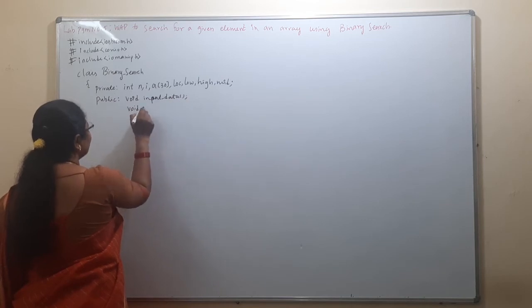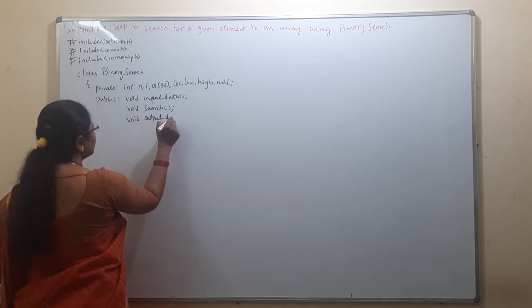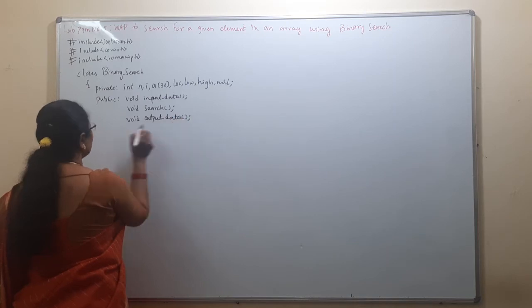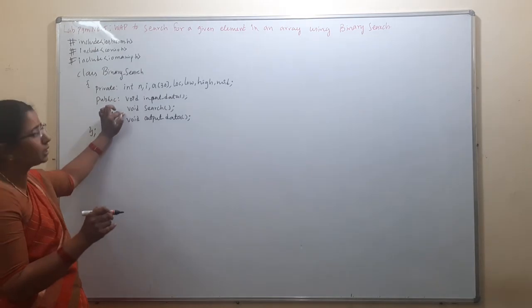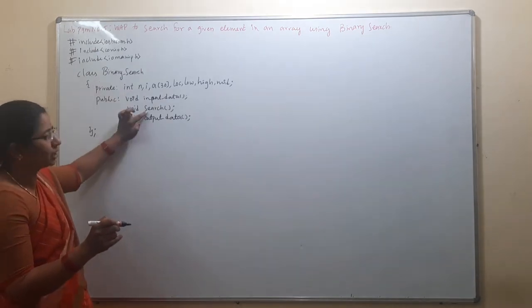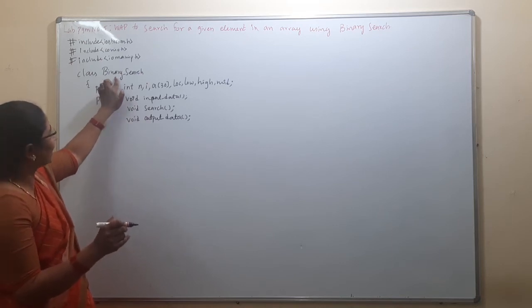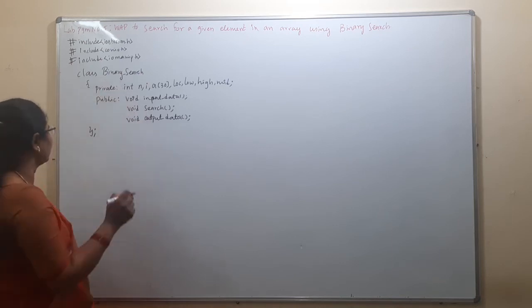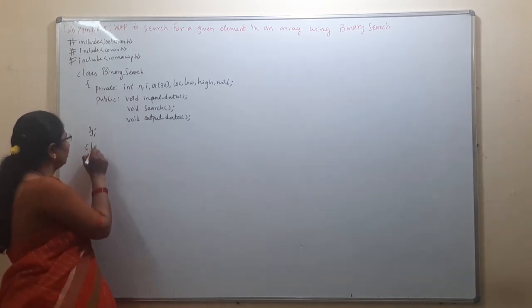Public: void input data, void search, then void output data. Declaration is done inside, definition we are doing outside. So we are doing a searching process. The class name is binary search, then the function name is search. When both are same, that is in constructors, the class name and function name are same. But here it is not a constructor, so the class name and function name should be different.